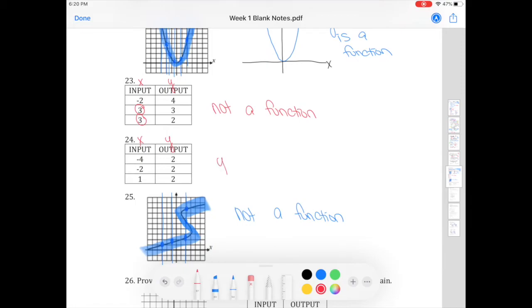For number 24, I do the same thing. I look at only my x values. -4, -2, 1 don't repeat. So yes, this is a function. Do notice here as well that all the y values repeated, and it does not matter.